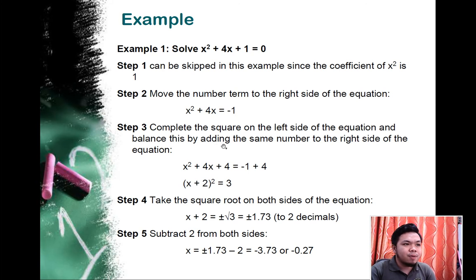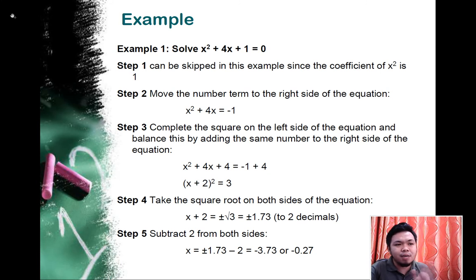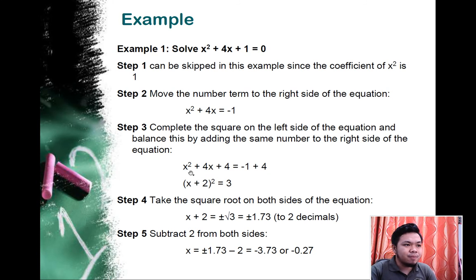Step 3, complete natin yung square on the left side of the equation and balance this by adding the same number. So, kung anong nilagay mo sa left side, ilagay mo rin sa right side. So, example, x squared plus 4x plus 4, dinagdagan ko siya ng plus 4. So, therefore, dapat yung kabilang side, which is negative 1, dagdagan mo rin ng 4. Di ba po? Then, x plus 2 squared is equal to 3. So, sinimplify na lang natin siya. Paano nangyari yun? Ganito po.